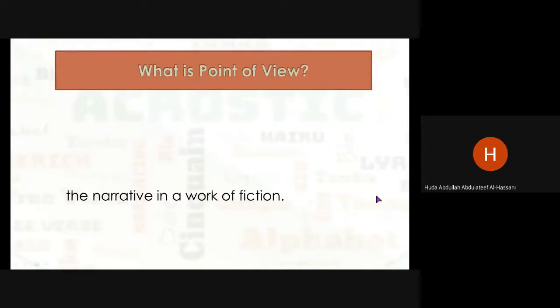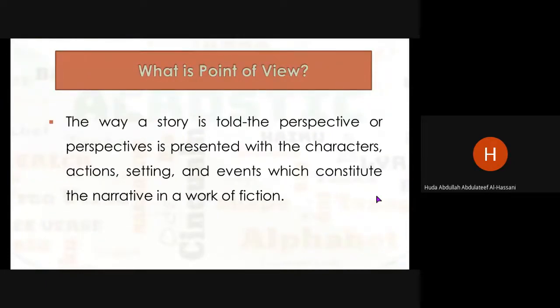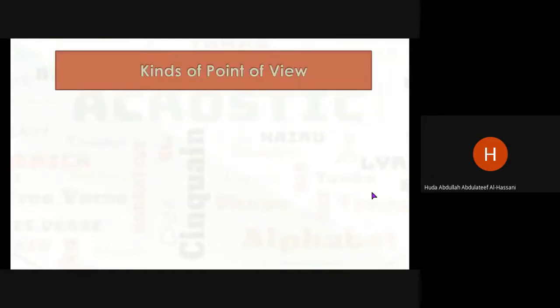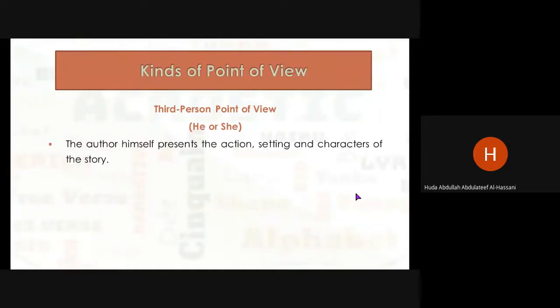What is a point of view? Point of view is the way a story is told. The perspective is presented with the characters, actions, settings, and events which constitute the narrative in a work of fiction. We have actually two important kinds. Third person point of view, he or she. If I have an animal, I will use it. The author himself presents the action, setting, and characters of the story.